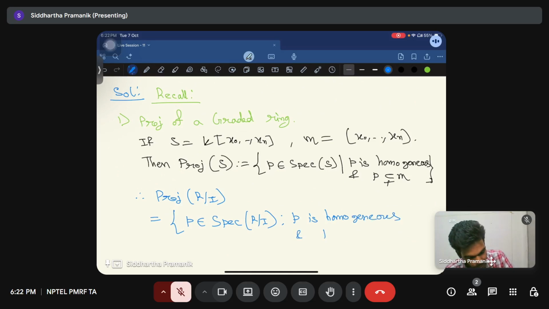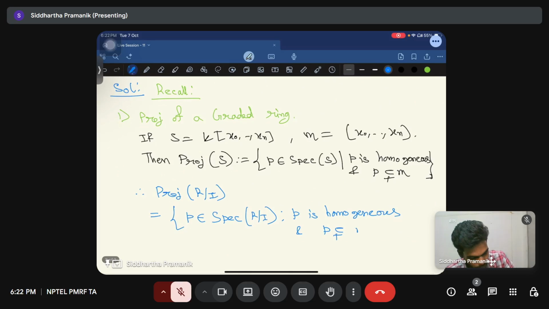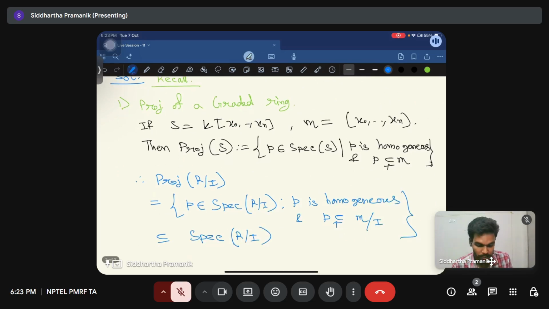and P is a proper subset of the image of the maximal ideal, which is basically M mod I. So it is better to write M mod I in place of M bar, right? So this is Proj of R mod I, and this is clearly a subset of the prime spectrum of R mod I. So we need to find the dimension of this closed subset.